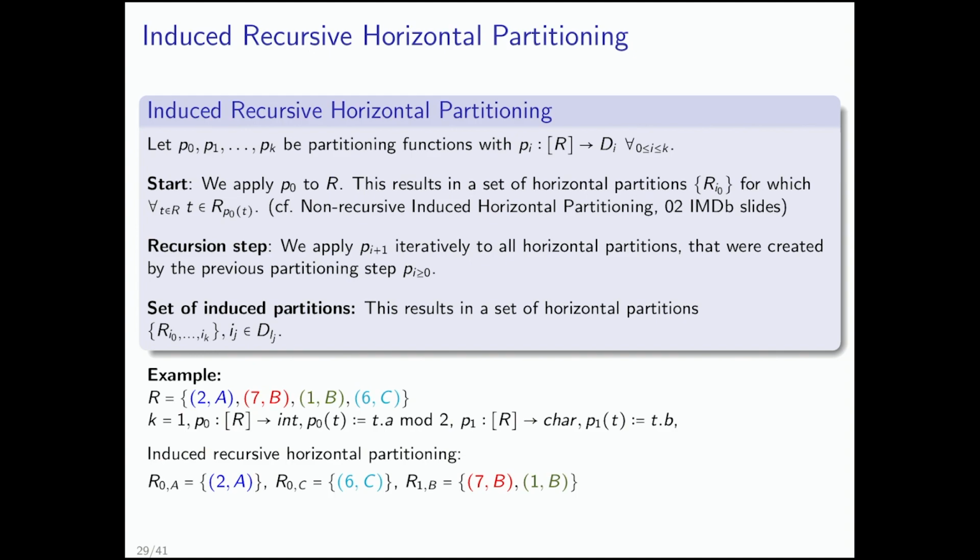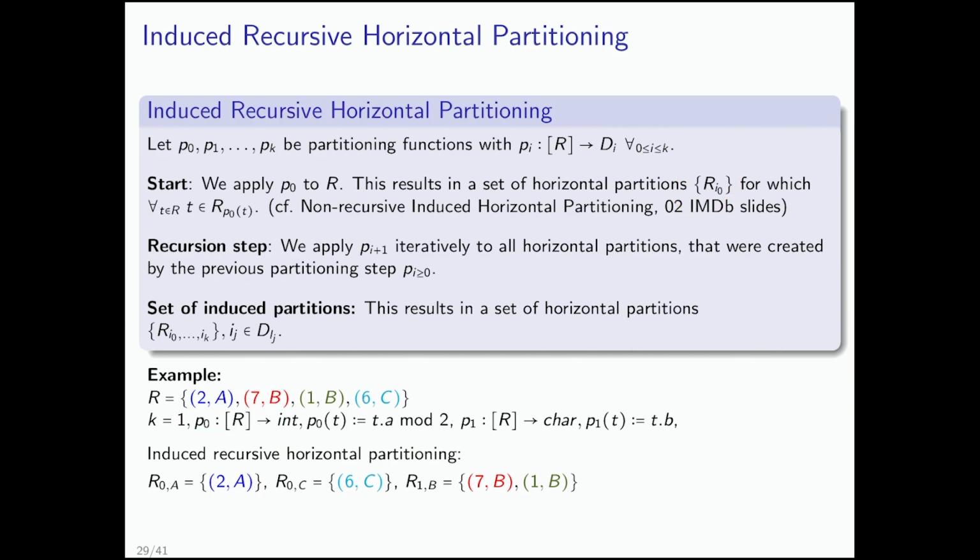non-recursive induced horizontal partitioning. When we talked about IMDb, basically what I want to have is I want to define a set of partitioning functions that somehow map from the schema of a relation to some appropriate output domain. And now what I want to do is apply all of these partitioning functions to that input relation R, and that results in a set of horizontal partitions. And I do that recursively.